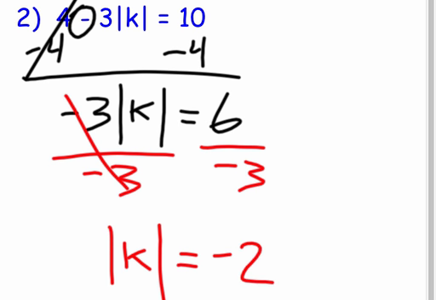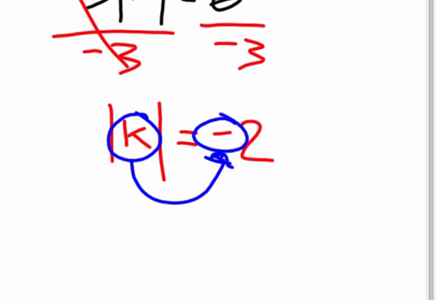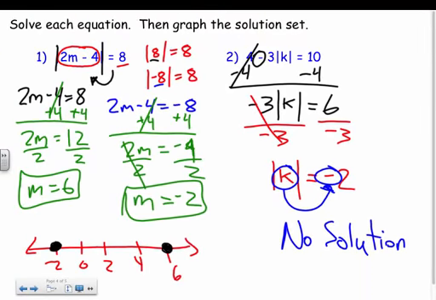Now I can't take the absolute value of something and get a negative, can I? I can't do that, so I say there is no solution. So just remember, if you have extra stuff, like we did up top here, you got to get rid of this stuff and move it to the other side before you can set up your 2 equations like we did before. And if it ever equals a negative like it did here, absolute value equal to a negative, there's no solution.